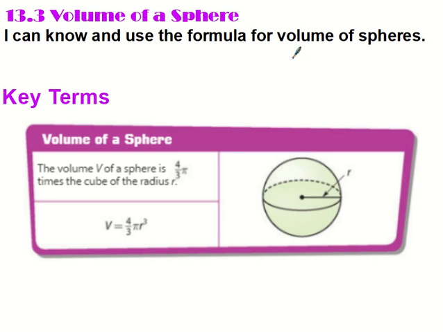13.3, volume of spheres. So I can know and use the formula for the volume of spheres. A sphere only has a radius. It's a circle. It's a ball. It's the moon, whatever. It's a three-dimensional circle. So the only measurement we have is the radius.